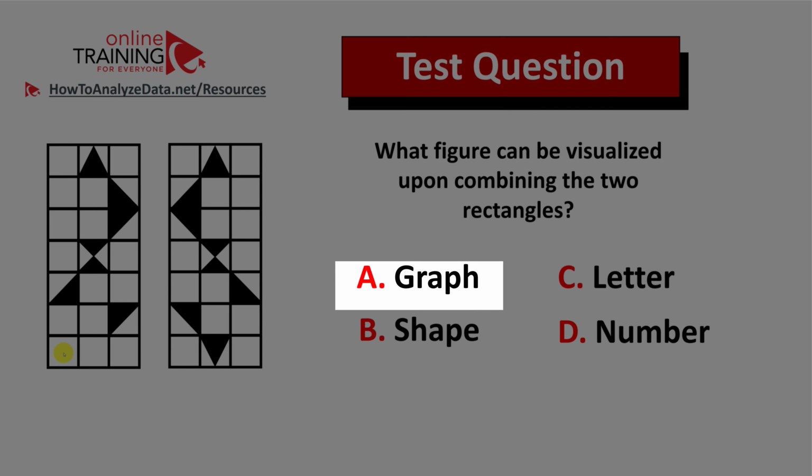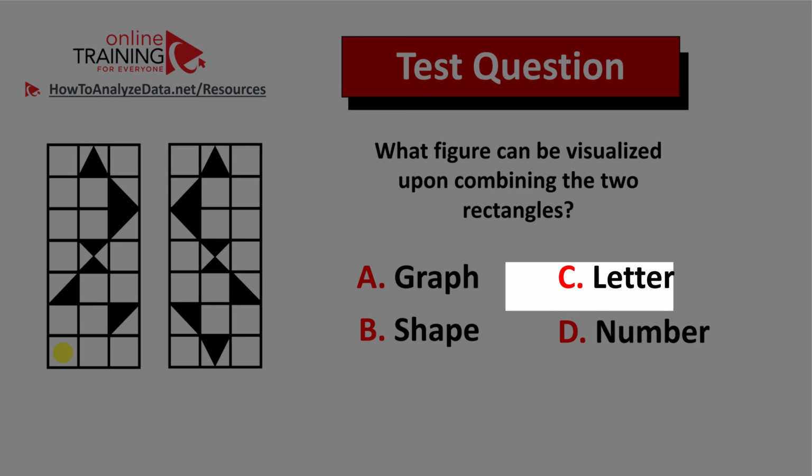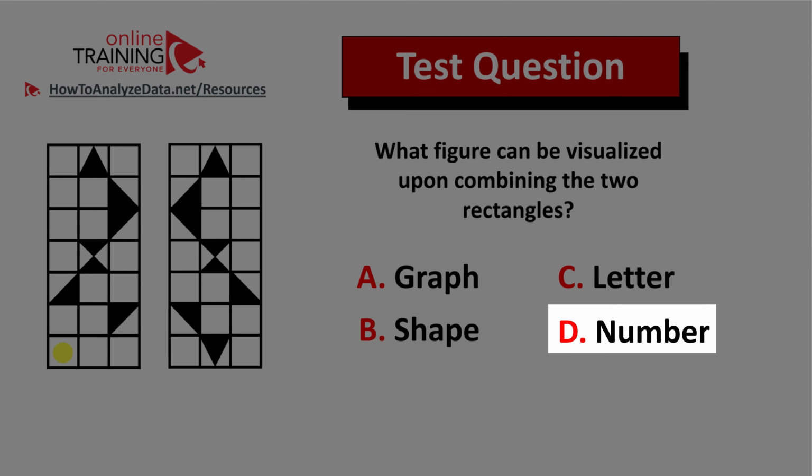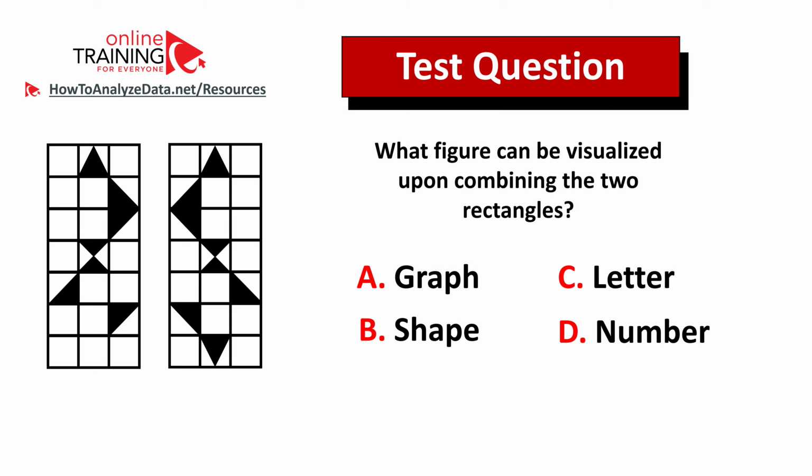Choice A, graph. Choice B, shape. Choice C, letter. And choice D, number. Do you see the answer? See if you can pause this video for 10 to 15 seconds to give yourself some time to figure out the answer.